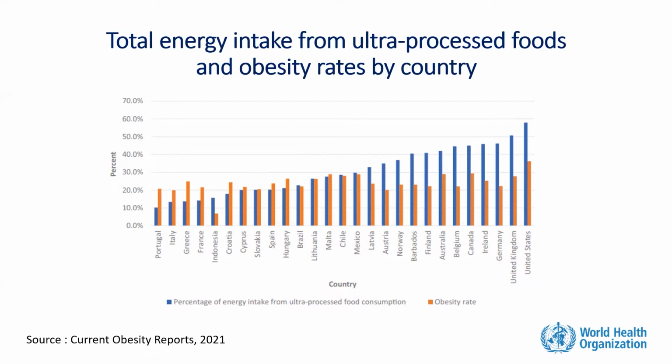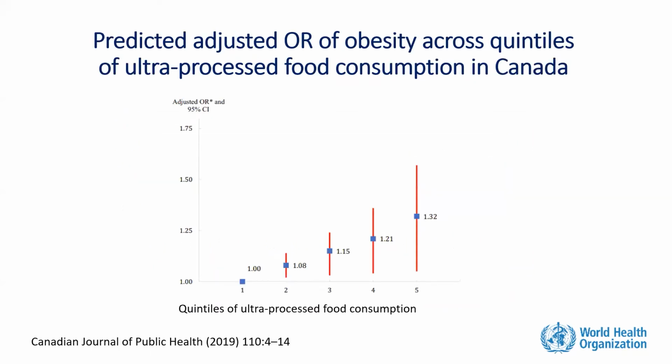Now, there's been an association between the consumption of ultra-processed foods and different NCDs. In this case, you see there's an association with obesity. It doesn't seem necessarily going in the right direction. But if you look within a country, so this is the case of Canada, you see that by dividing the population in terms of their quintiles of consumption of ultra-processed food, you see really a graded increase, for example, in this case of obesity.